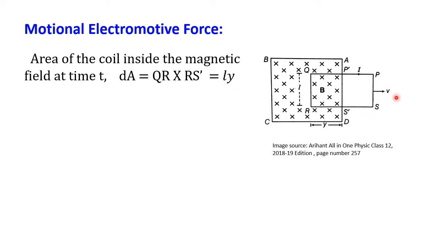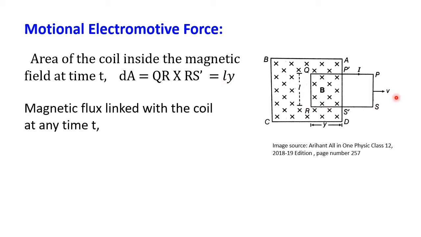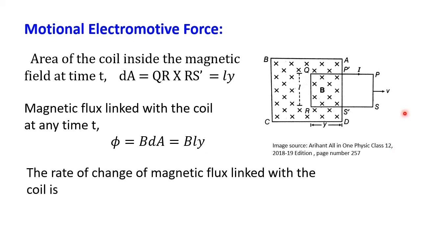So the coil area inside the magnetic field at a particular time is L into Y. Now the magnetic flux we can easily mention. The magnetic flux linked with the coil at any time: magnetic field B we know and area we know, then magnetic flux equals magnetic field into area, so B into L into Y. Therefore we can give the EMF details now.